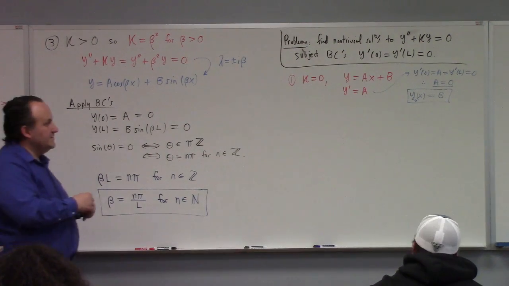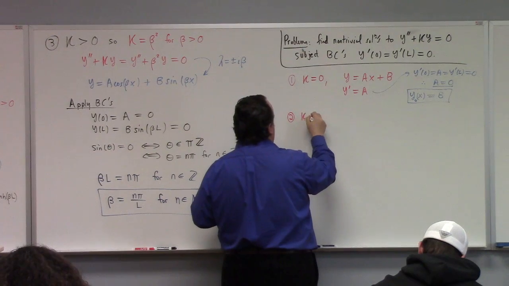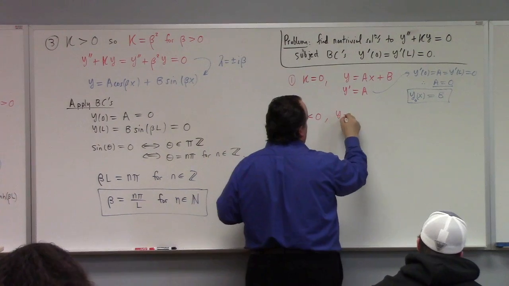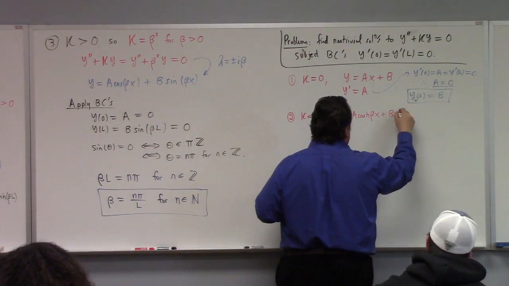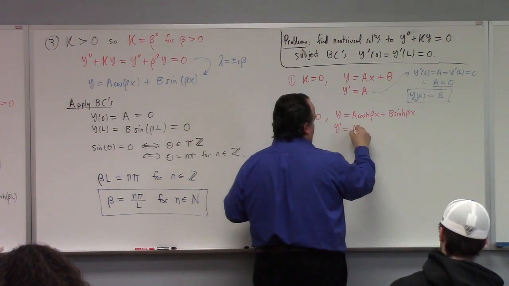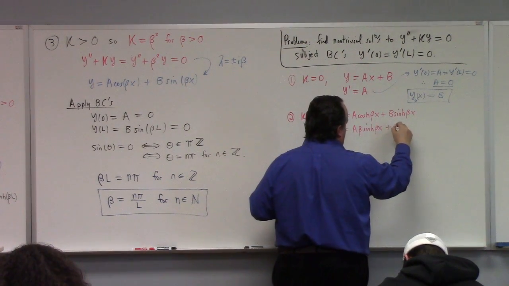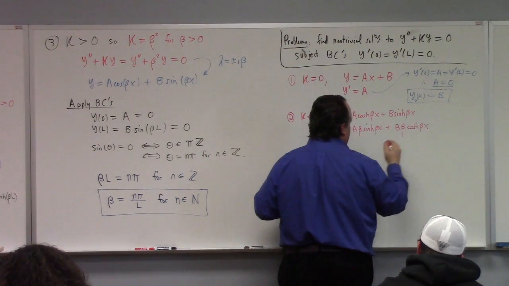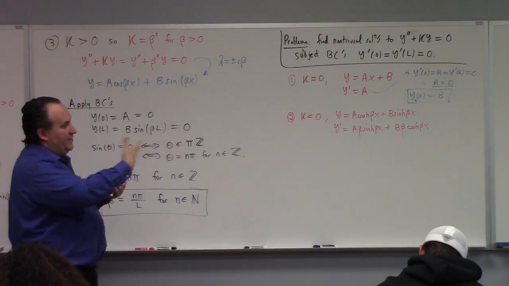What's case number 2? Case number 2, k less than 0, right? So there we had y is equal to a cosh beta x plus b sinh beta x. We calculate the derivative. Y prime is a beta sinh beta x plus b beta cosh beta x. Sorry about my b's and betas, but my beta's got a tail, so you can see the difference, right? Okay, apply the boundary conditions.